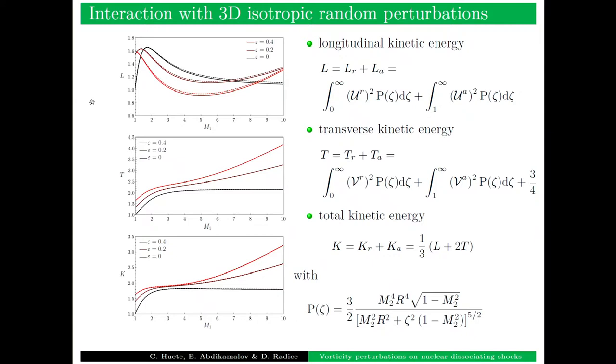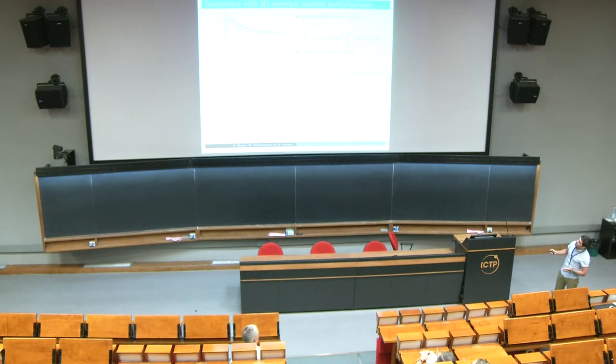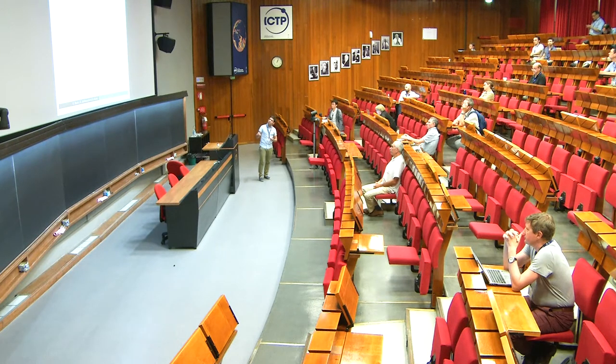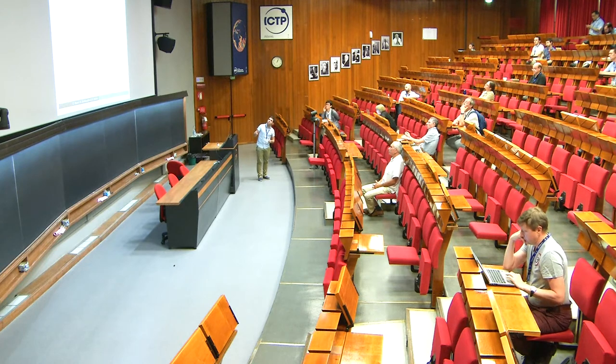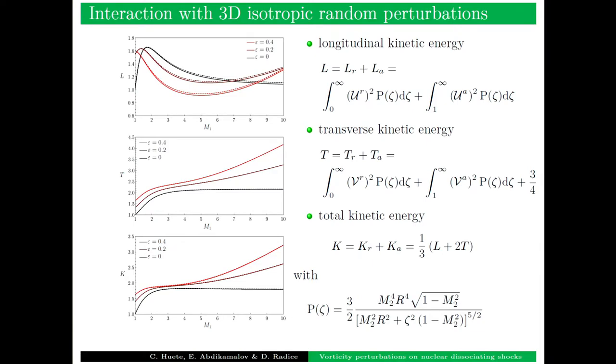What is seen here is that the black curve corresponds to the regular adiabatic shock front, and the different curves correspond to higher values of the nuclear dissociation degree. So we have higher dissociation for the red curve, nothing for the black curve. Okay, so in our parametric spectra, we can compute how the kinetic energy is amplified as a function of the Mach number and as a function of this nuclear dissociation parameter.